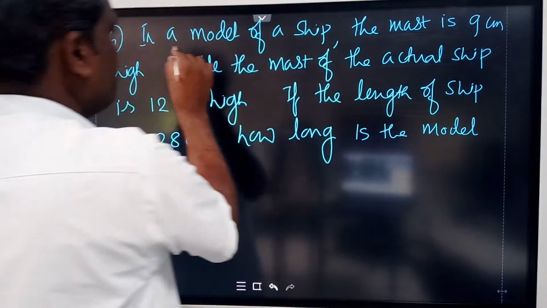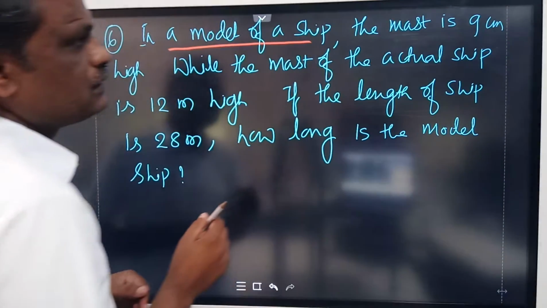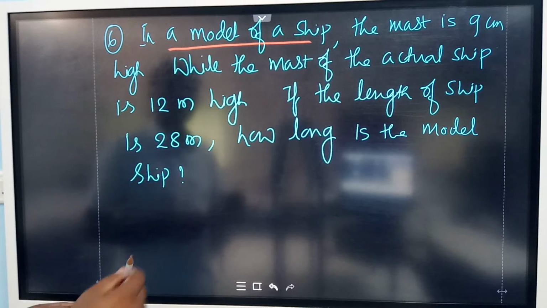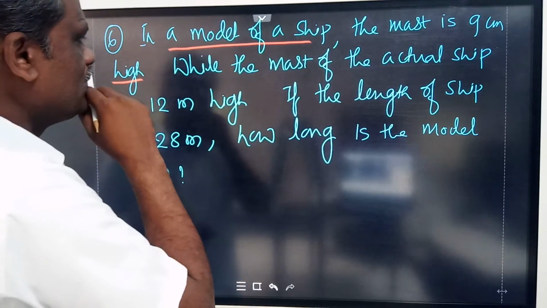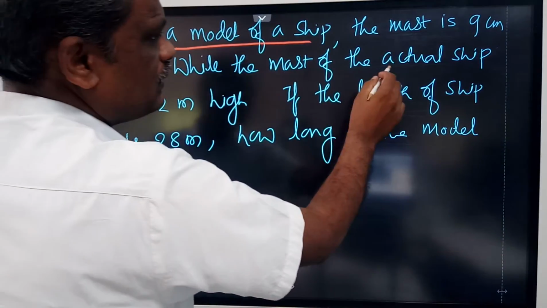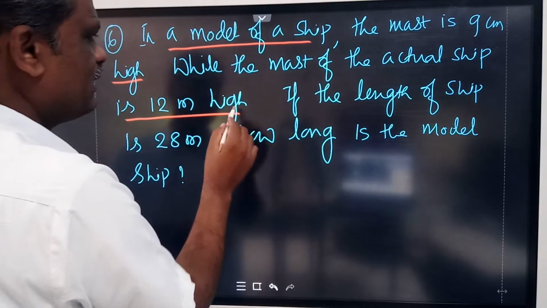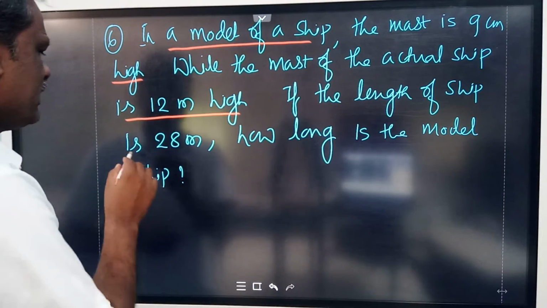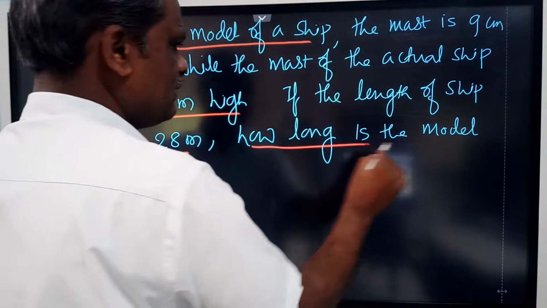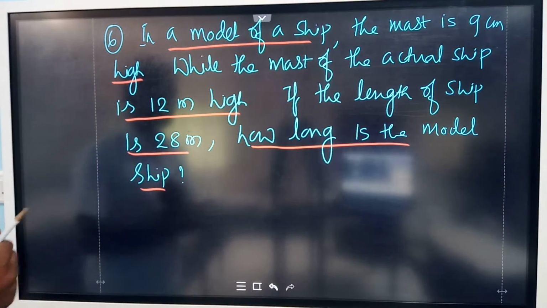In a model of a ship, the mast is 9 centimeter high, while the mast of the actual ship is 12 meter high. If the length of the ship is 28 meter, how long is the model of the ship now?